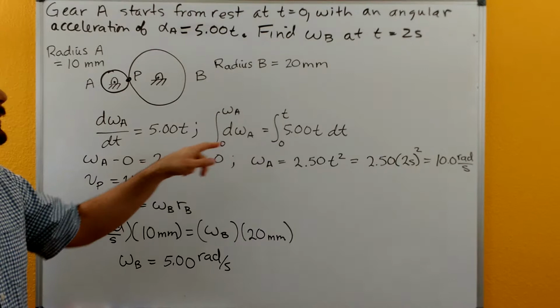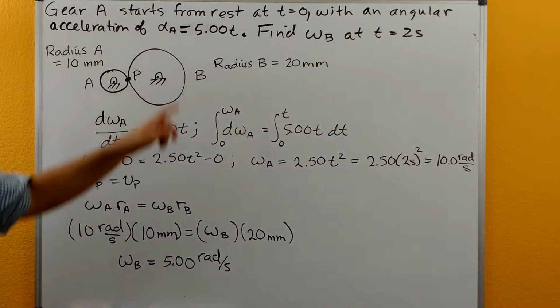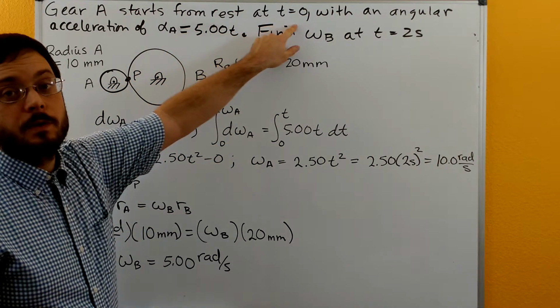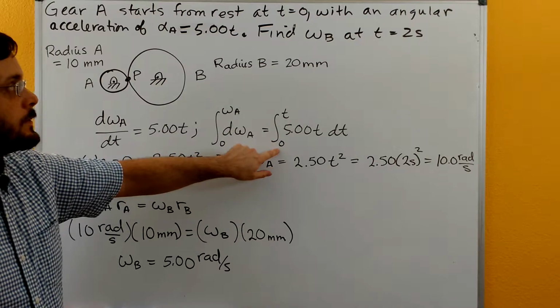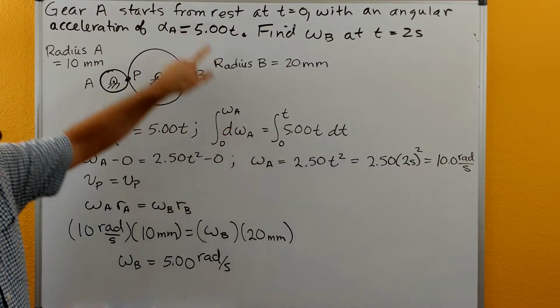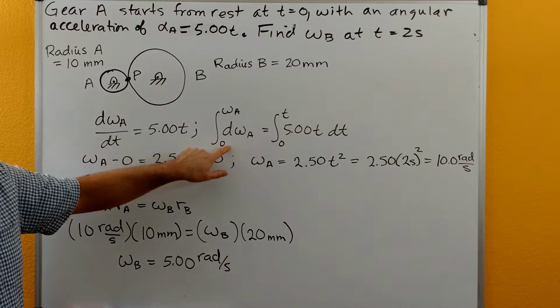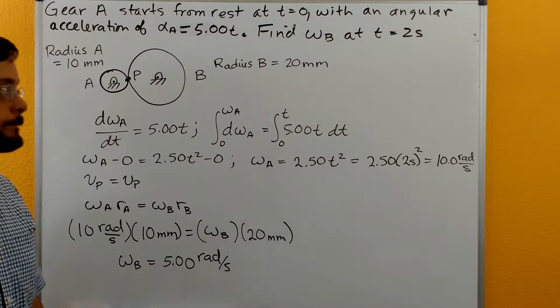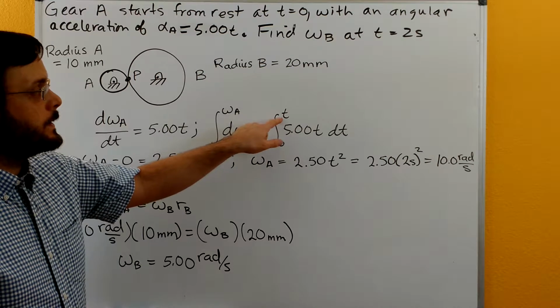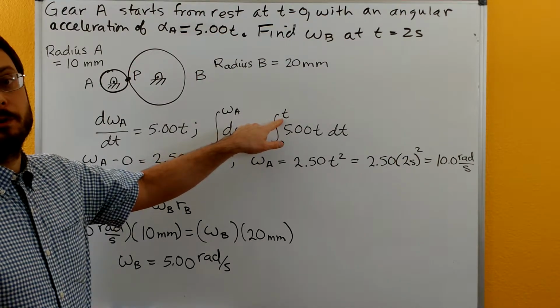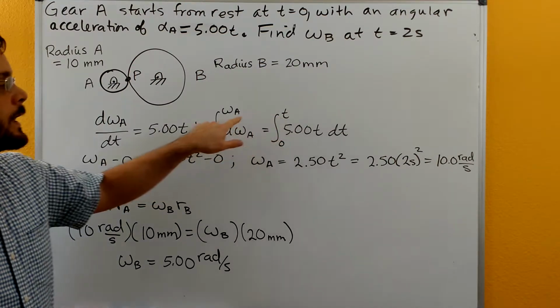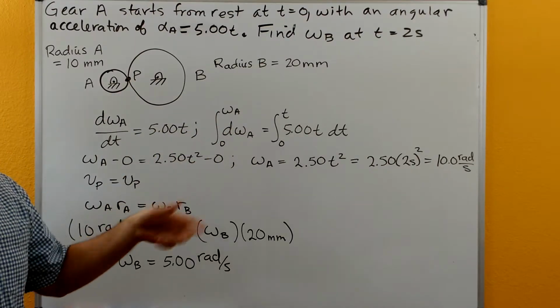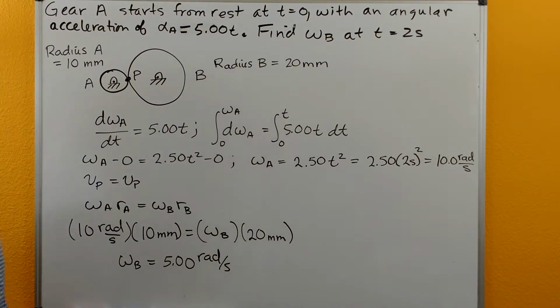Then we can go ahead and integrate this. Again, from the problem statement, when t is equal to 0, that's our lower limit here. We're starting from rest, so the lower limit for our initial omega A is 0. We're going to end at time t so that we still have a function in case we need it, and we're going to end at omega A.